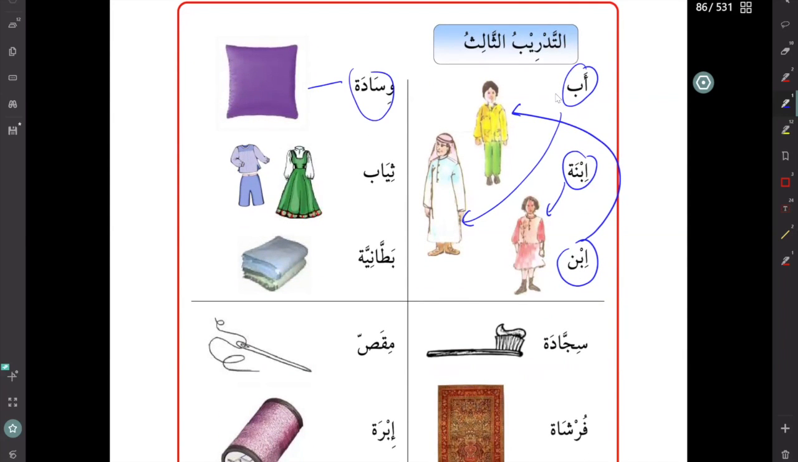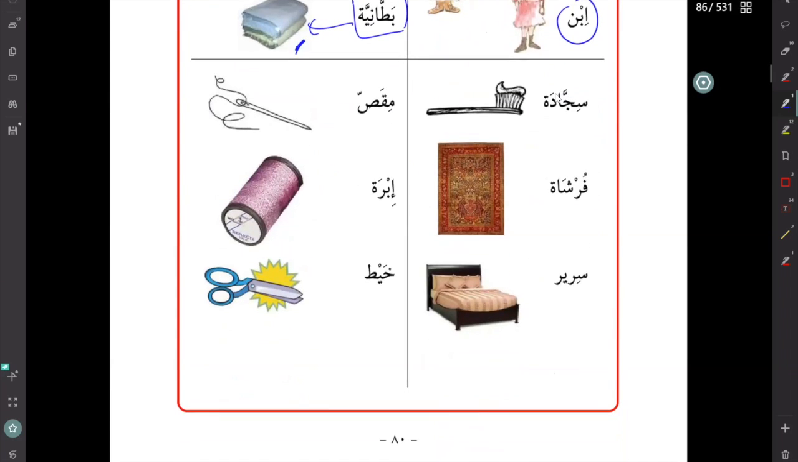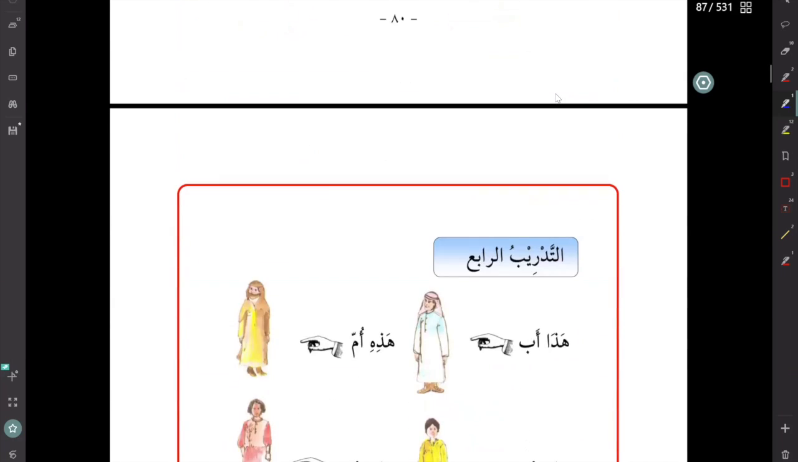Wisada, pillow, right? Wisada. What is thiyab? You have to know what thiyab is. Thiyab doesn't mean blanket, right? It's not this one. It is clothes or garments. So you connect with this. Battaniya, you connect with this. Okay. So try to do them. Inshallah, it will help you with your vocabulary.